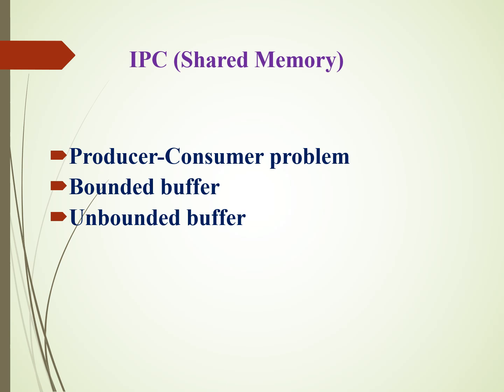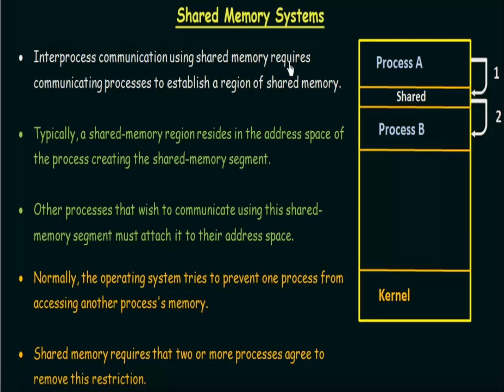Here we can go with three things. One is the producer consumer problem, another one is bounded buffer and unbounded buffer. Producer consumer problem uses a common buffer. That buffer can be of two types, either bounded or unbounded. Bounded means there will be some limitation for that buffer, whereas unbounded has no fixed capacity. In our shared memory system, here we have the diagram for that. Process A and B both are sharing a common memory, whereas that shared memory requires two or more processes to agree to remove the restrictions.